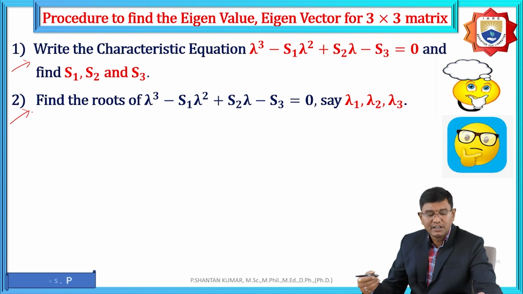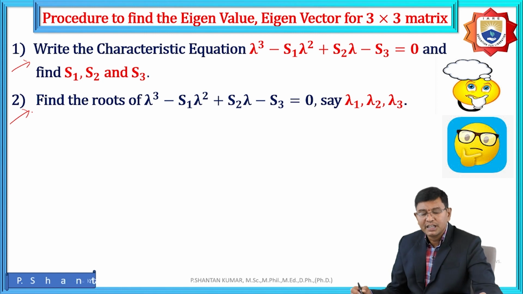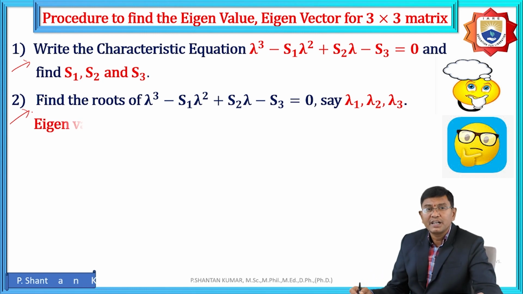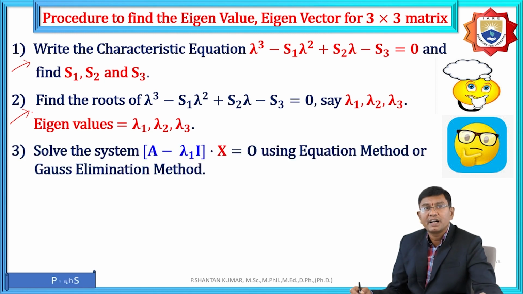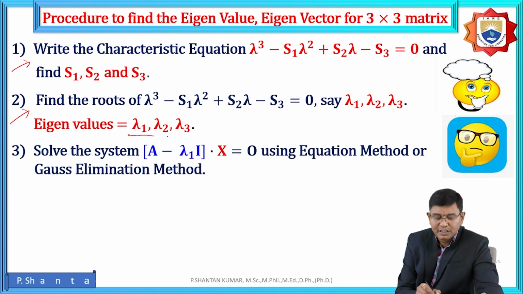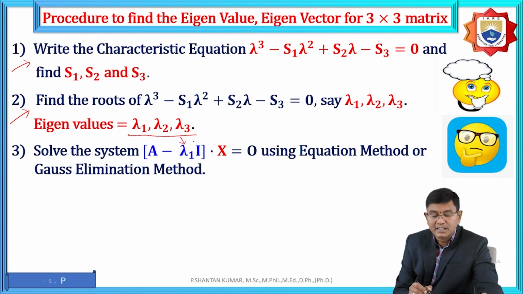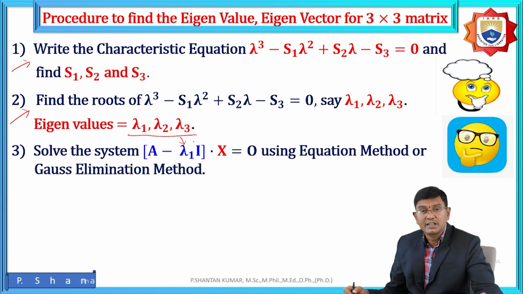That means we need to find out s1, s2, s3, and after that the eigenvalues, that is lambda 1, lambda 2, lambda 3. This is the working rule to find the eigenvalues and the eigenvectors. Here the eigenvalues are nothing but lambda 1, lambda 2, lambda 3. And with the help of that, for a 3 by 3 matrix, there are 3 eigenvalues. Here we need to find out one by one the corresponding eigenvectors, that is the lambda 1 eigenvector and the lambda 2 eigenvector.